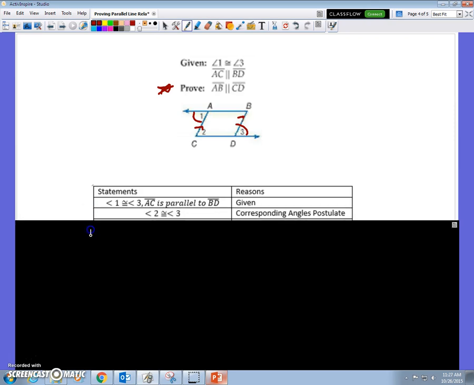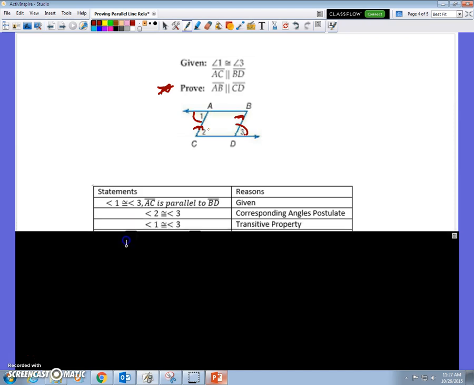I'm going to say angle 2 is congruent to angle 3 because they're corresponding. I know that because these are parallel, 2 and 3 must be congruent to each other. That's what a corresponding angle is, so we're using the corresponding angles postulate. I'm then going to say that angle 1 is congruent to angle 3. I can say that because if angle 1 is congruent to angle 2, and angle 2 is congruent to angle 3, then through the transitive property, angle 1 must be congruent to angle 3.